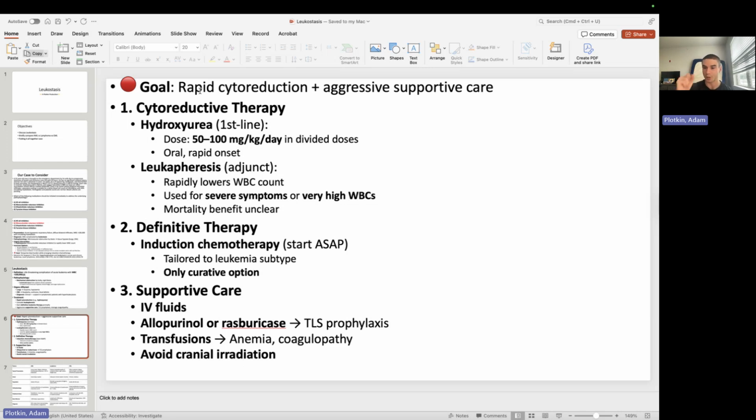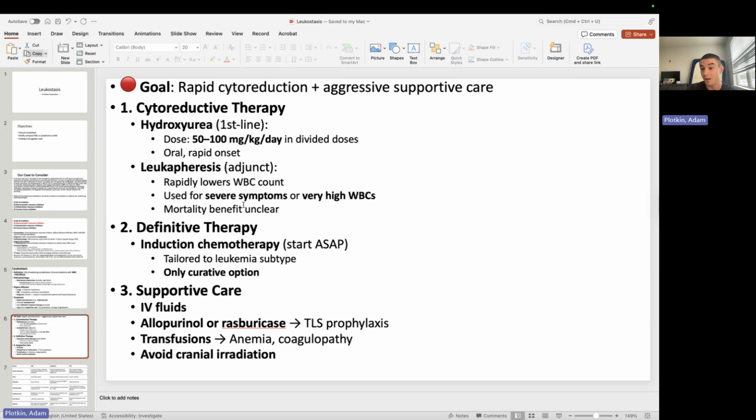So hydroxyurea, hydroxyurea, hydroxyurea. It's a ribonucleotide reductase inhibitor. It is the first line for this. We'll usually use a dose of 50 to 100 milligrams per kilogram per day in divided doses. It's going to be oral and it's going to work ASAP. All right, we can do leukapheresis as adjunct therapy if the hydroxyurea is not cutting it. This is basically taking the white blood cells out of the patient's blood and then giving back the red blood cells, platelets, plasma, things like that. So it's kind of similar, more or less, to plasmapheresis. In this case, we're taking out the white blood cells, okay? Take out those big clunky myeloblasts.